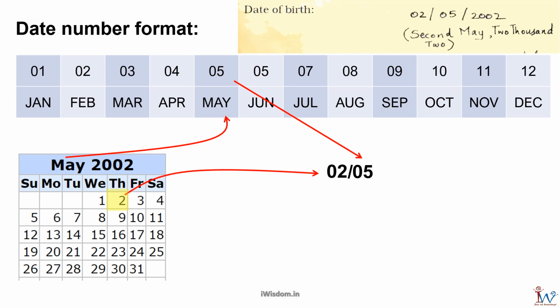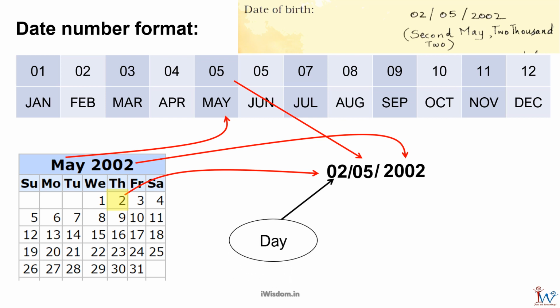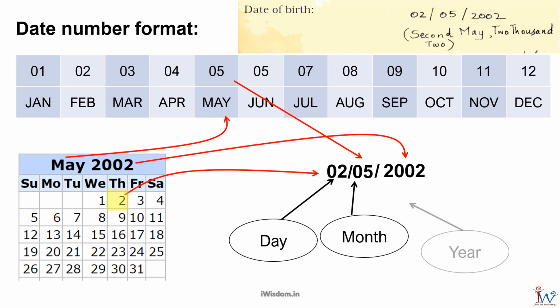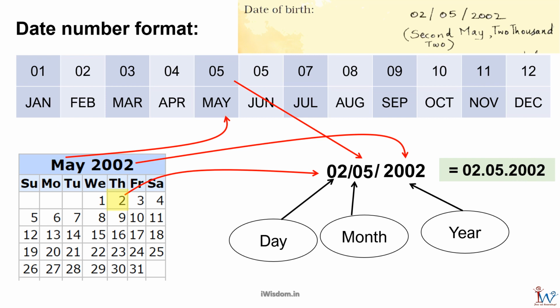After this we write a slash beside the month as well. Then comes the year. We write the year as 2002. Thus we have the number form of the date, the 2nd of May 2002. The first portion is the day. The second portion is the month, and the third portion is the year, all separated by slash. In some cases, we also use a dot to separate day, month and year, instead of slash.